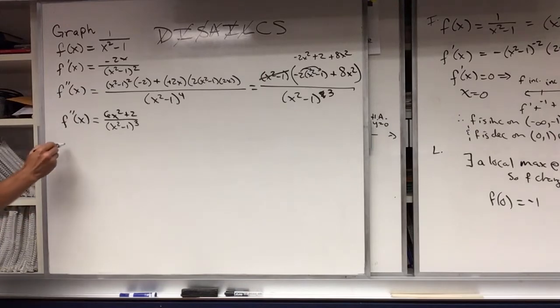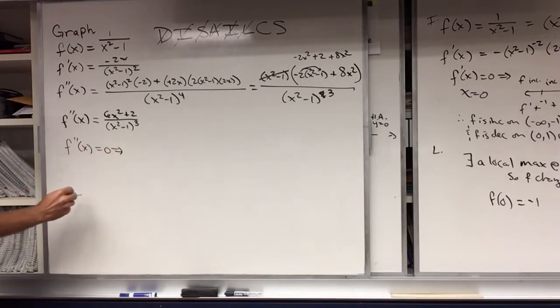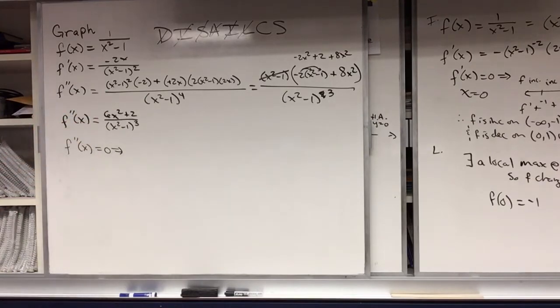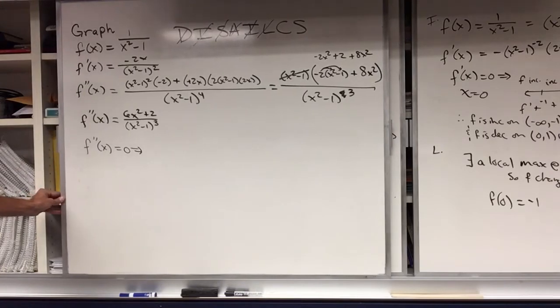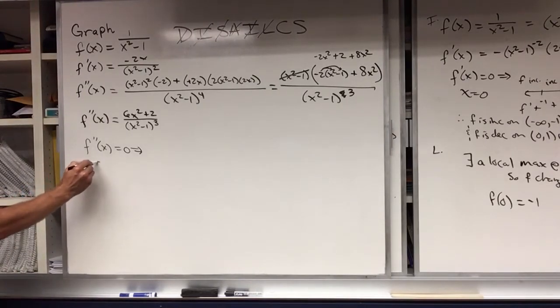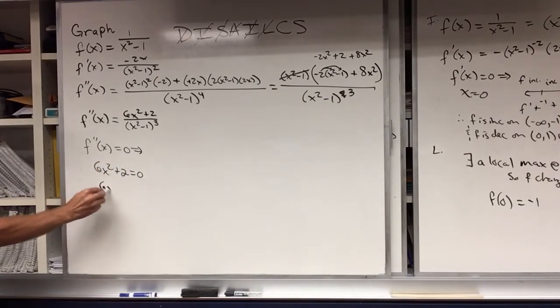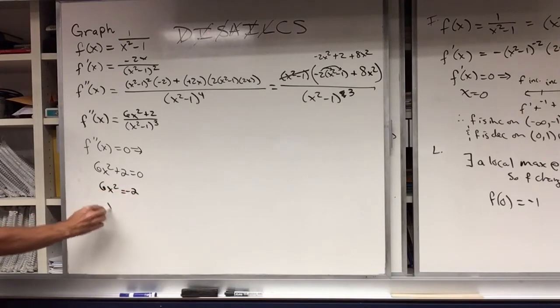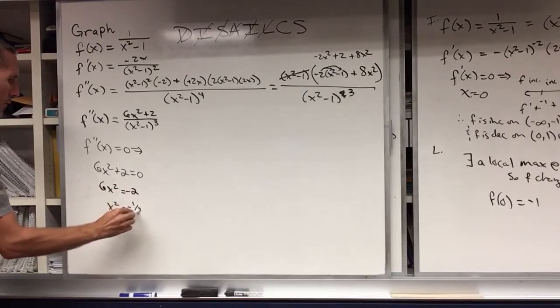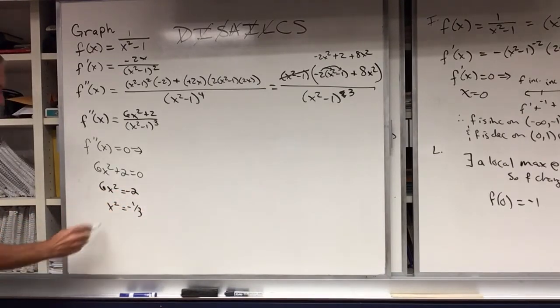Now here I have that f double prime of x equals 0 implies that, again, that's true only when the numerator is equal to 0 and the denominator is not. So that's going to be when 6x squared plus 2 equals 0. Well, that's 6x squared equals negative 2, or x squared equals negative 1/3. Well, x squared is never negative, so this is going to be never.